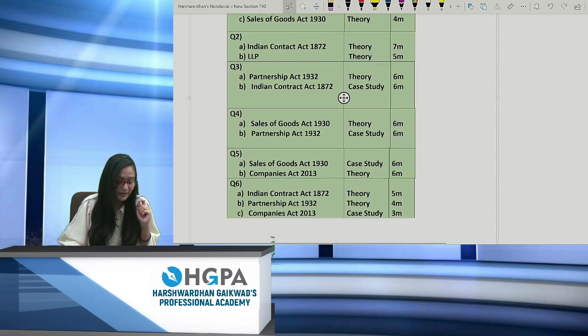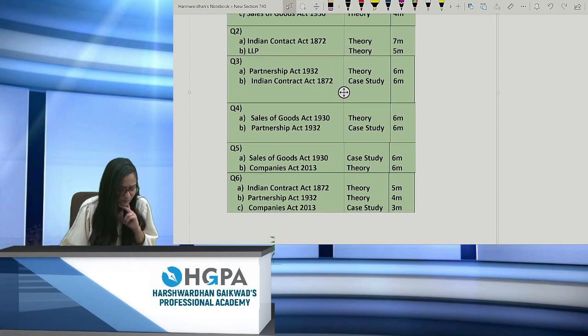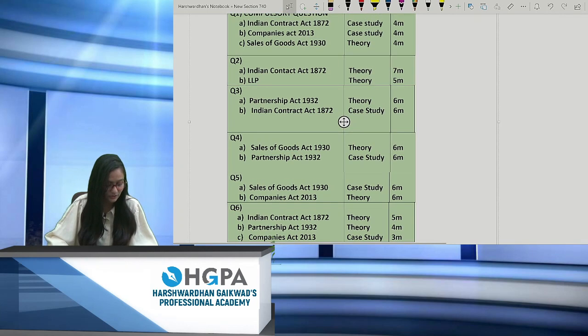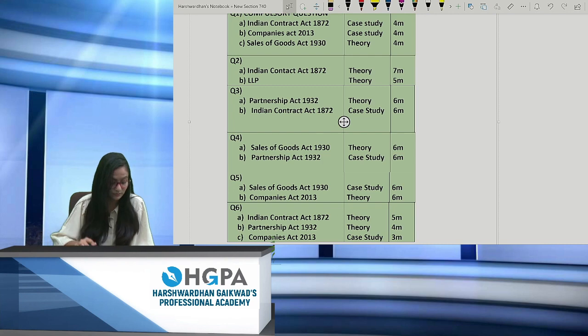Another thing, in the 4th question, here comes the Sales of Goods Act. This is again a theory question which comes for 6 marks and a partnership question which is a case study question. Now here partnership का एक case study question आता है. तो till now the weightage of partnership has been 12 marks. One question which is theory and one question which is your practical question. That is your case study question.